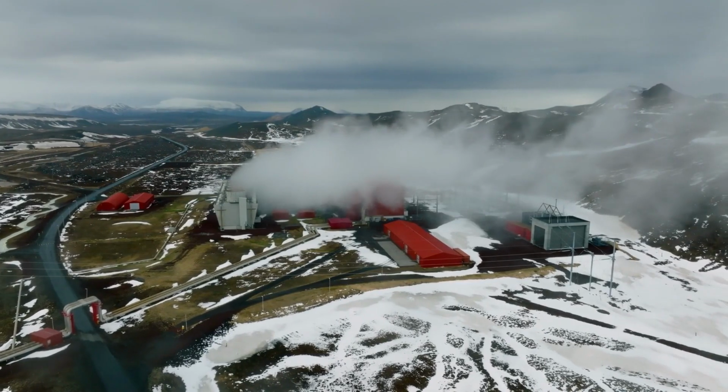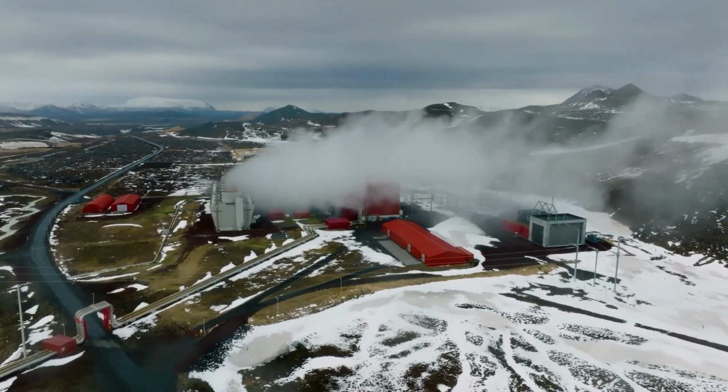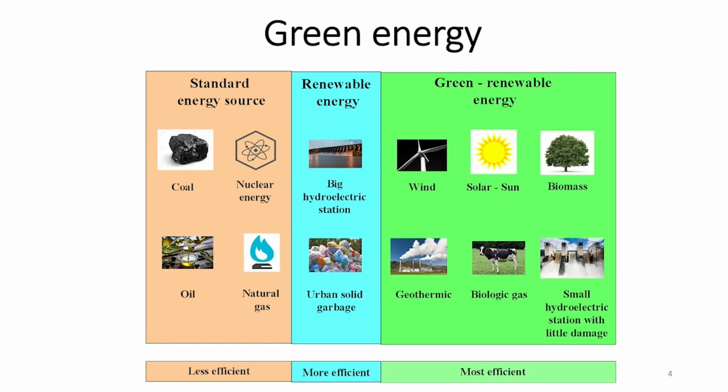The next figure presents a comparison among various energy types. The standard energy sources, like coal, nuclear energy, oil, or natural gas, are less efficient. Renewable energy, like big hydroelectric stations and urban solid garbage, are more efficient. And green energy, which is also renewable, can use wind, solar, the sun, biomass, geothermic, biologic gas, and small hydroelectric stations with little damage, which are most efficient.